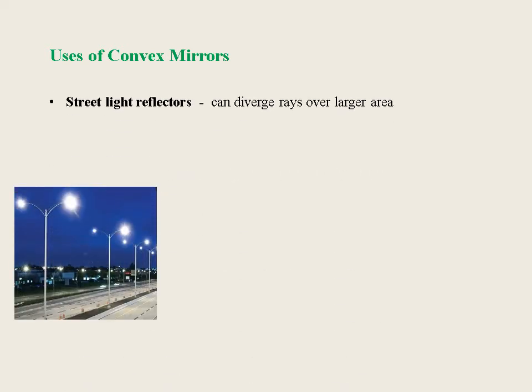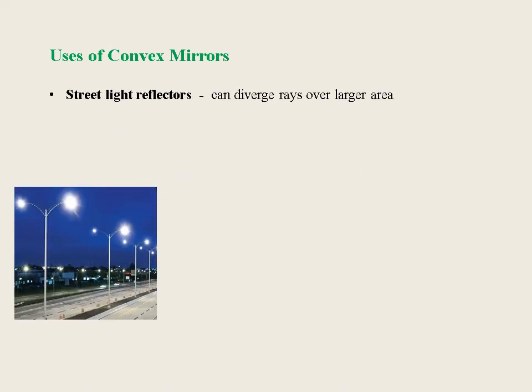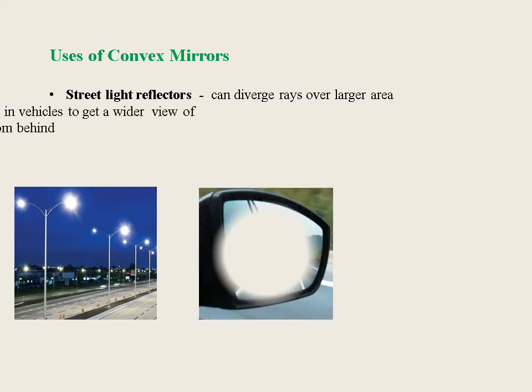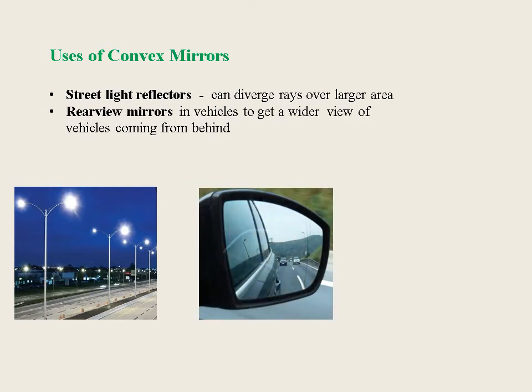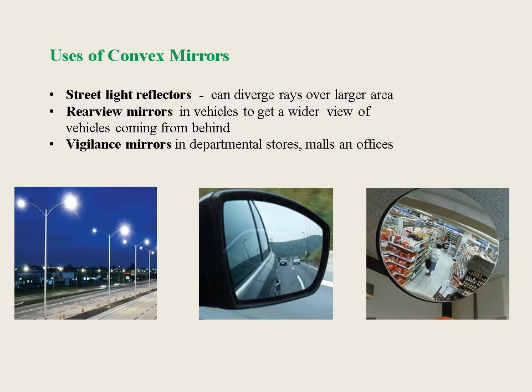Uses of convex mirrors. Convex mirrors are used as street light reflectors since they can diverge rays over a large area. As convex mirrors always form an erect and diminished image, they are used as rear view mirrors in vehicles to get a wider view of vehicles coming behind. They are used as vigilance mirrors in departmental stores, malls, and offices.